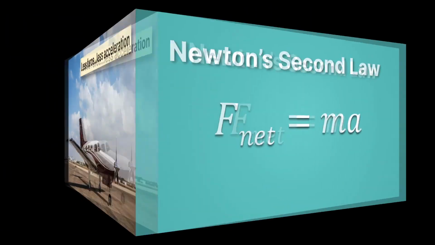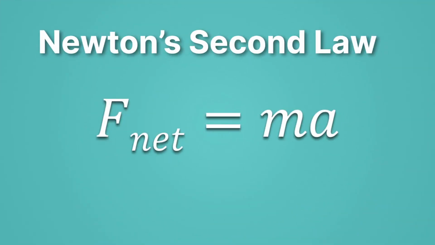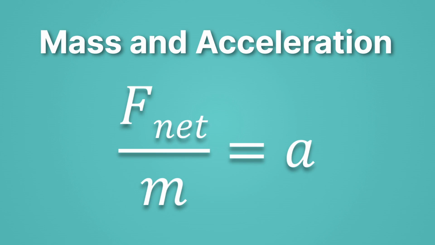Okay, returning then to Newton's second law. We come back to this thing over and over again. Now we want to think about the relationship between mass and acceleration. First, we're going to put mass on the other side of the equation. We're going to divide it over to the left-hand side. Notice now that that means mass is on the bottom there.